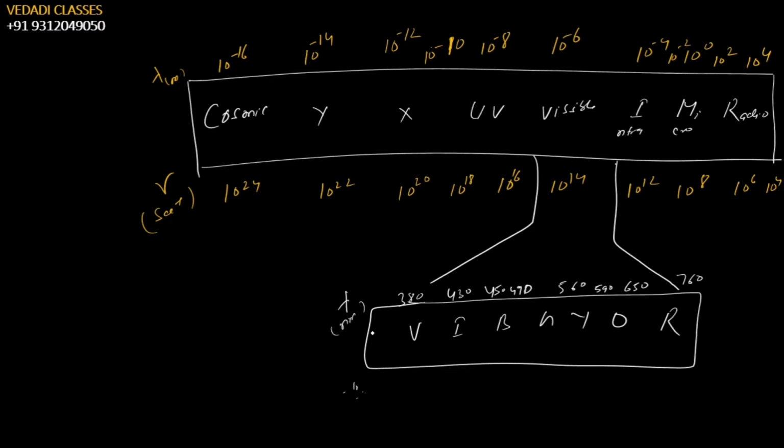Nanometer. So what you are observing in this case is that wavelength is increasing from violet to red. It means frequency will decrease from violet to red. That's why red color is used. It has a very high wavelength. So red color is used as a danger indicator.